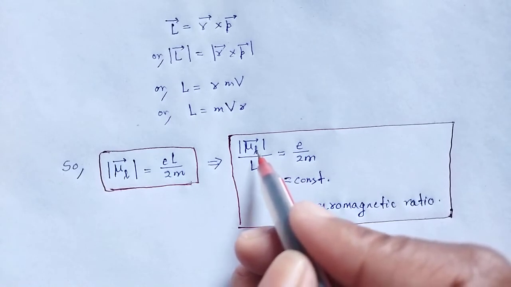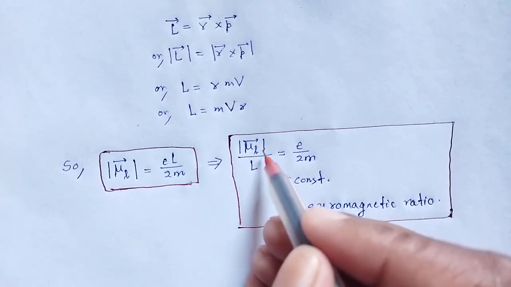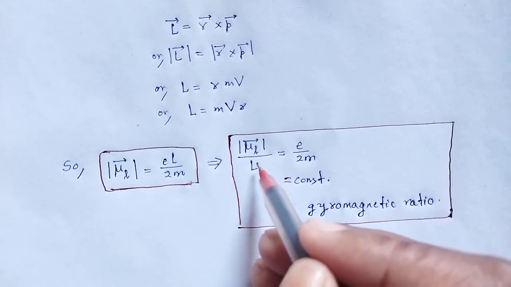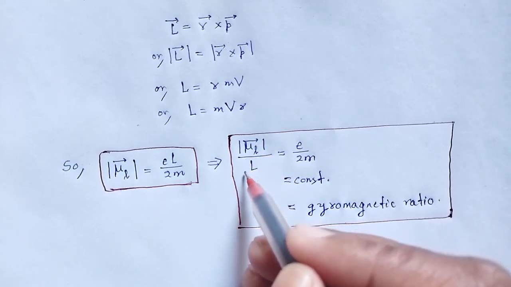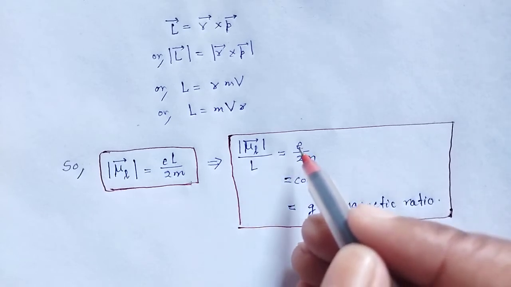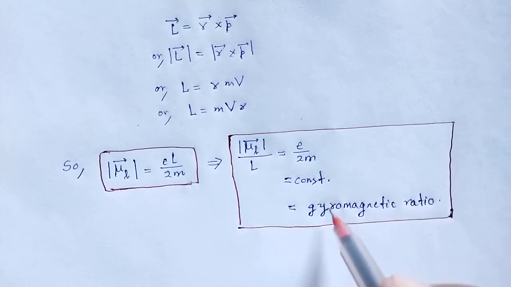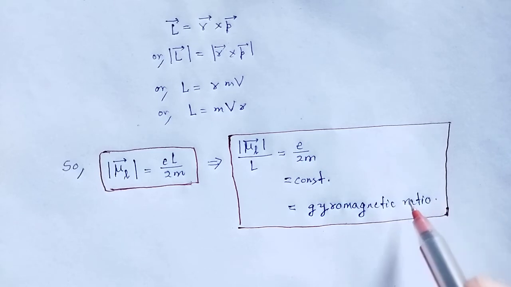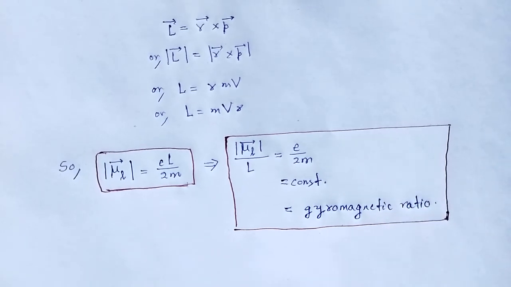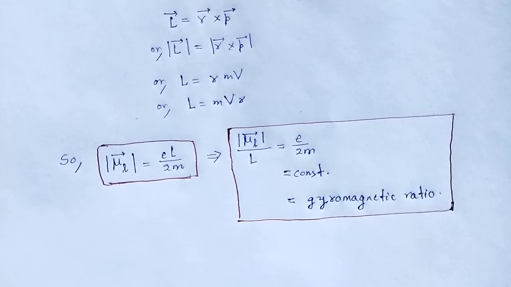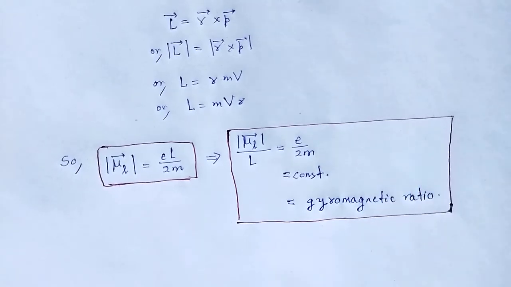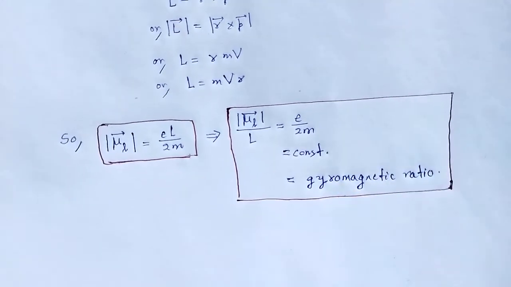The ratio of magnitude of orbital magnetic dipole moment to the orbital angular momentum for the electron is a constant, and that constant is known as the gyromagnetic ratio. Again, in vector form, the orbital magnetic moment is opposite to the orbital angular momentum.